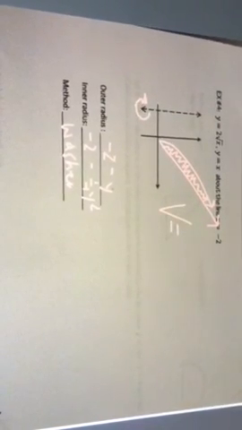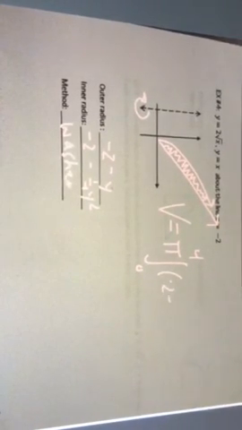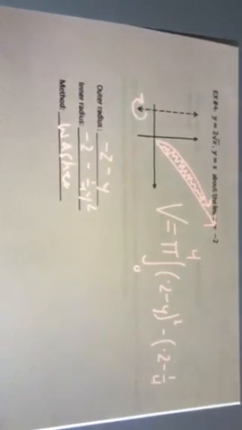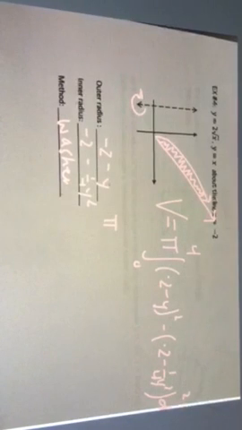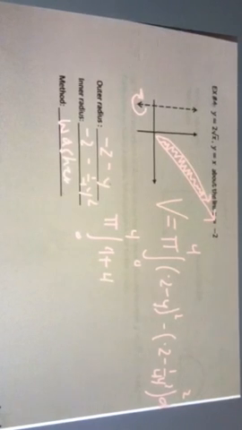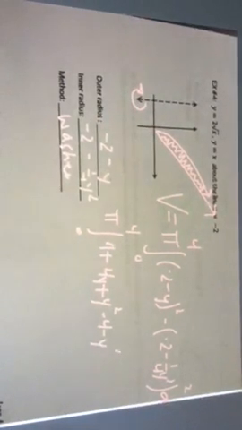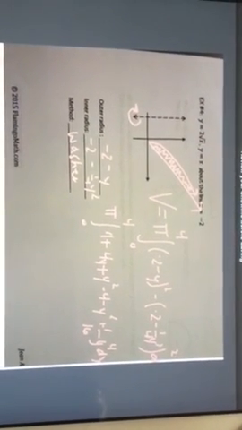So our volume would be pi from 0 to 4 of our outer function, negative 2 minus y, squared, minus negative 2 minus 1/4 y squared, the entire thing squared, dy. Simplifying, we'd get pi from 0 to 4 of 4 plus 4y plus y squared minus 4 minus y squared plus 1/16 y to the 4th dy. Simplify it further by getting rid of 4, getting rid of y squared.